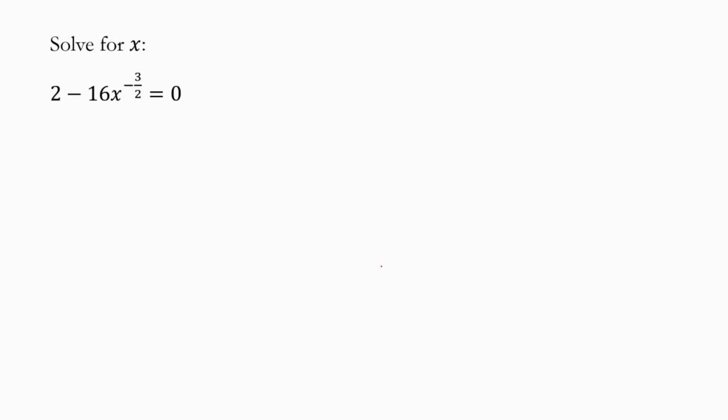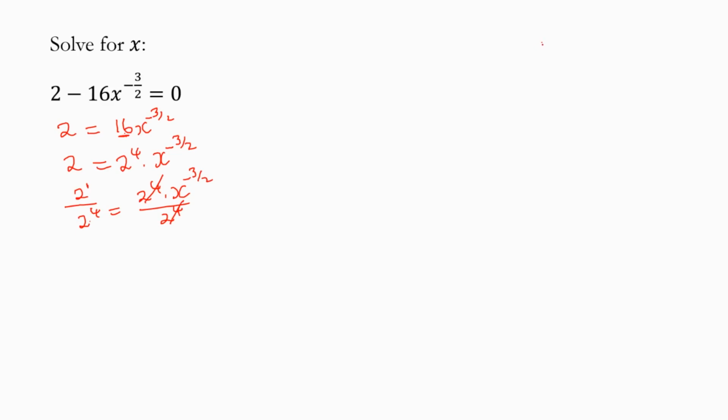Let's see. You could have said 2 is equal to 16x to the power negative 3 over 2. Then you change this. You write this as a product of its prime factors. It's 2 to the power 4. So it's 2 is equal to 2 to the power 4 times x to the power negative 3 over 2. Then you divide by 2 to the power 4 on both sides of the equation. So 2 over 2 to the power 4 is equal to 2 to the power 4 x to the power negative 3 over 2 divided by 2 to the power 4, which cancels.